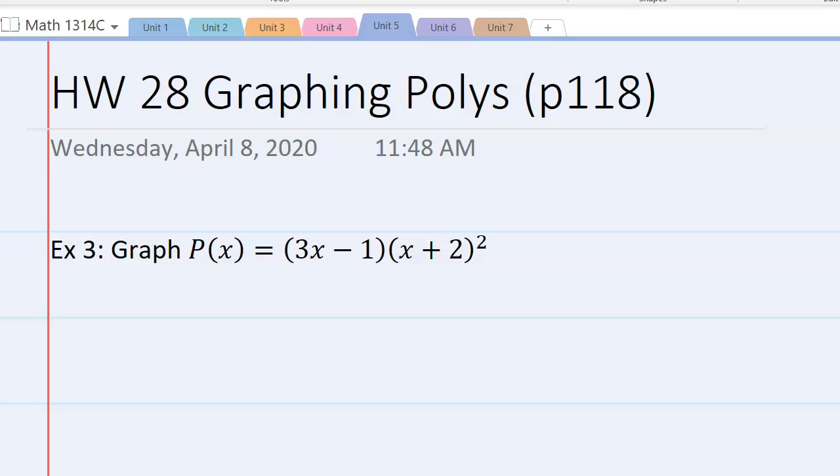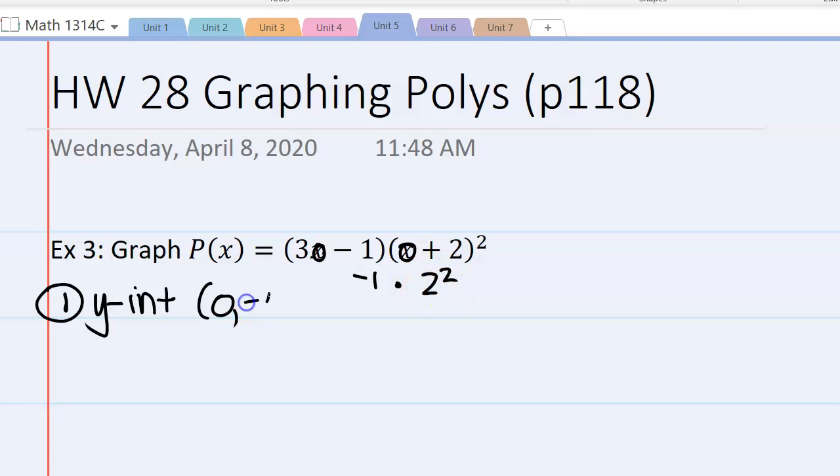For step 1, we need to find the y-intercept. We will let x equal 0 and solve for y, or the p of 0 value. I will plug in 0 in the factored form of p of x and see that p of 0 is equal to negative 4. The y-intercept is the point 0, negative 4.